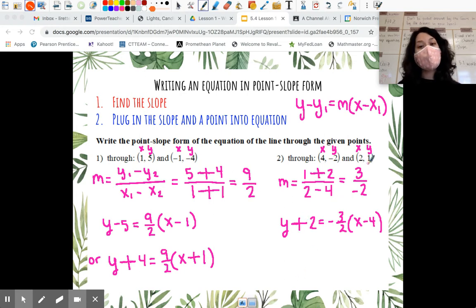If I used the second ordered pair, so I'm going to write or, y minus 1 equals negative 3/2, open parentheses, x minus 2. And again, you do not need to write both for your final answer. You only need to provide one. I'm just showing you both so that way, depending on which way you chose to do it, you can compare your answer.